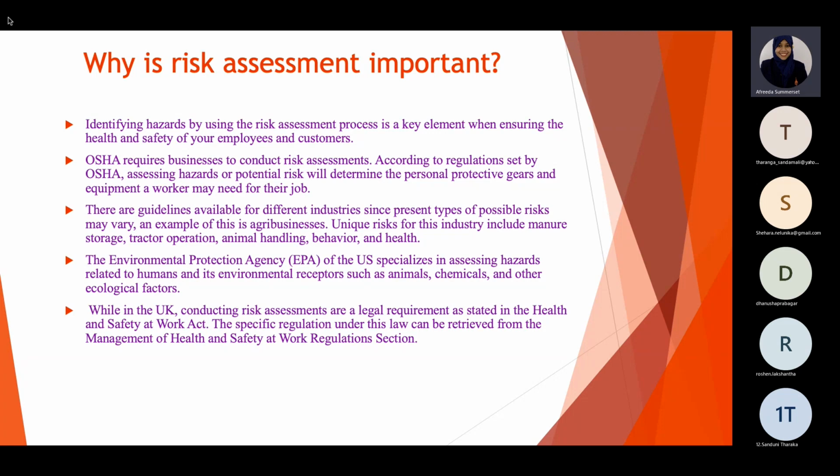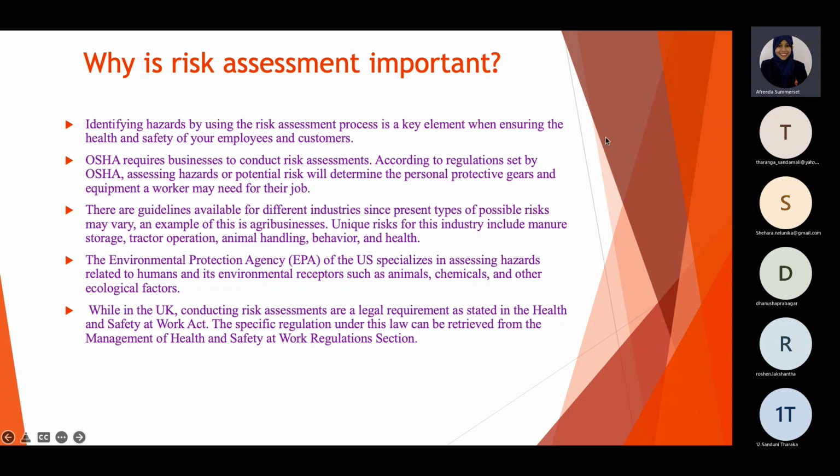So that is one thing OSHA does. The other one is the Environmental Protection Agency, which we call EPA. You have it in the US. They specialize in assessing the hazards related to humans and their environmental receptors, like animals, chemicals, and other ecological factors. Even though we are learning about healthcare management, as I said last week, this risk can happen not just in a lab or a hospital. It can happen anywhere, in a school lab, in a cooperative sector. Every place needs to know how to mitigate these risks.